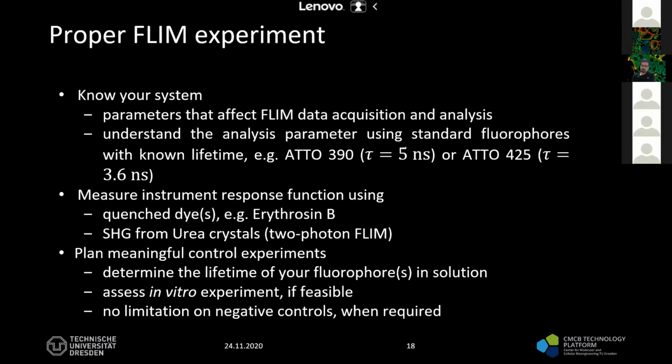Do the negative control. Negative controls are very important. It might sound super annoying and difficult to do these measurements, but we know that in biology, in life sciences, negative controls are very important. But in FLIM, there is another level of importance to that. So it's very important to play around with different controls. It's not only negative controls; we need to have different controls for our experiment.